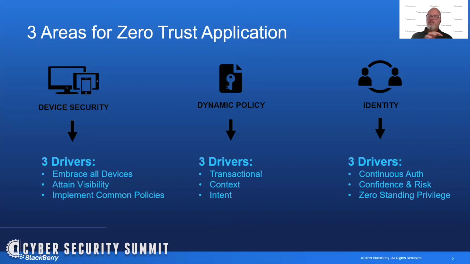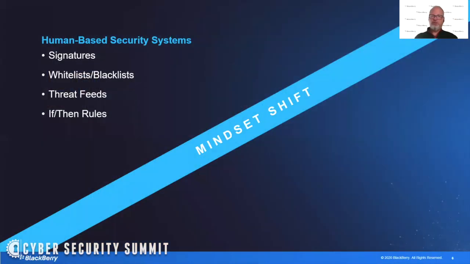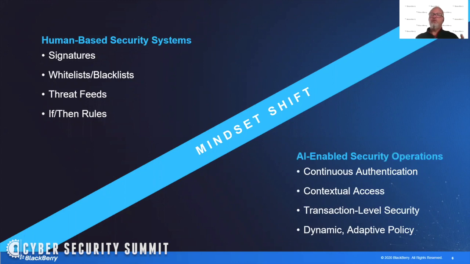So if we think about these three concepts for each of these three areas, we really find ourselves well down the road to rational zero trust application within our organization. This is a mindset shift between what our old security operational model was, signatures and whitelists and blacklists and using threat feeds and a bunch of if-then rules, to AI-enabled security operations where we have continuous authentication, contextual access, using transactional level security with dynamic adaptive security policy. This is at the core of what a modern zero trust security program will look like, what you see on your screen right here. And the center of this is that huge mindset shift that comes from everything I've discussed previous to this.